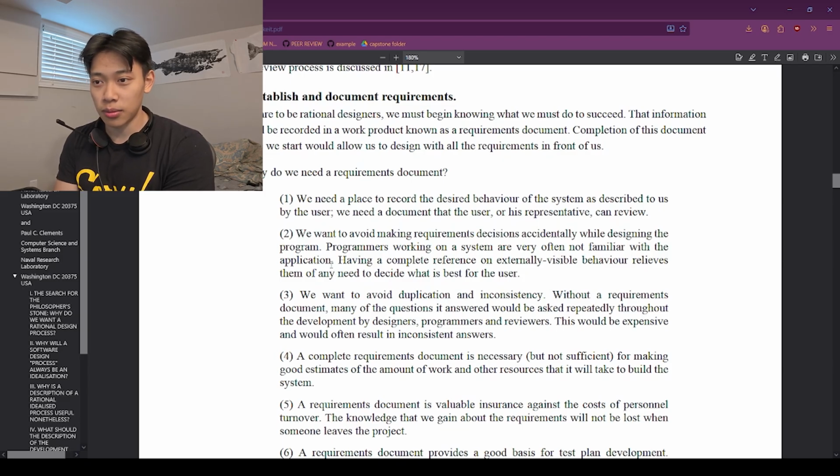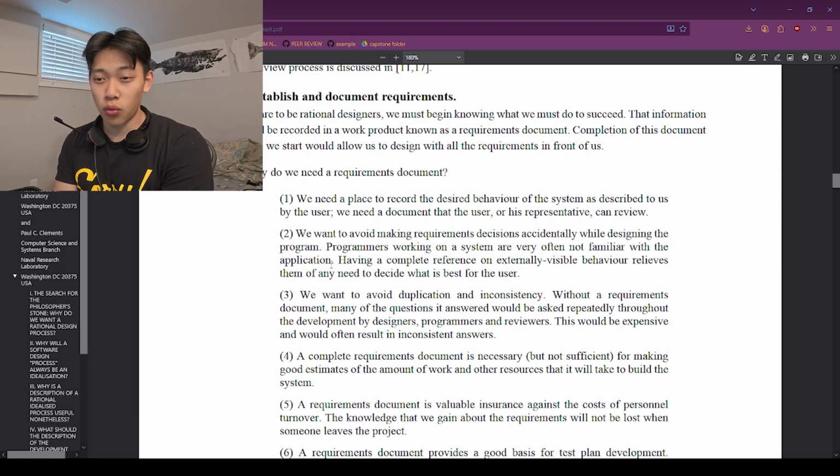Programmers working on a system are very often not familiar with the application. Having a complete reference of externally visible behaviors relieves them of any need to decide what is best for the user. 3. We want to avoid duplication and inconsistency. Without a requirements document, many of the questions and answers would be asked repeatedly throughout the development by designers, programmers, and reviewers. This would be expensive and would often result in inconsistent answers.